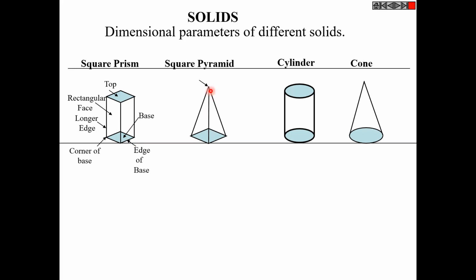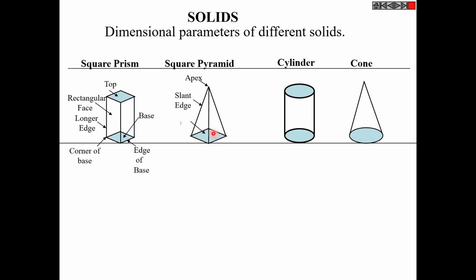And similarly, in the pyramids and cones, which fall under group B, we said that all the surfaces will join at a point called the apex, or we can also call it the vertex. And the line which joins the apex with the base corner is called the slant edge. Here it is a straight line, a longer edge, but here it is a slanting line, and this is called the slant edge.